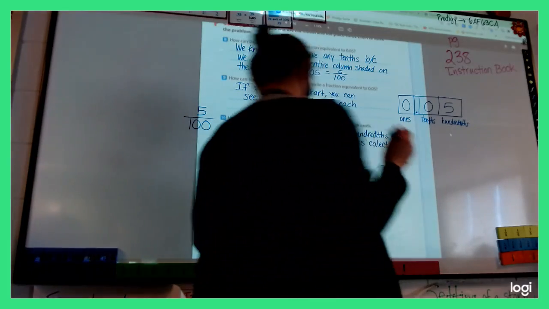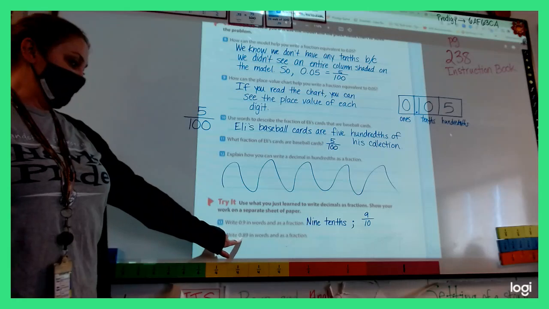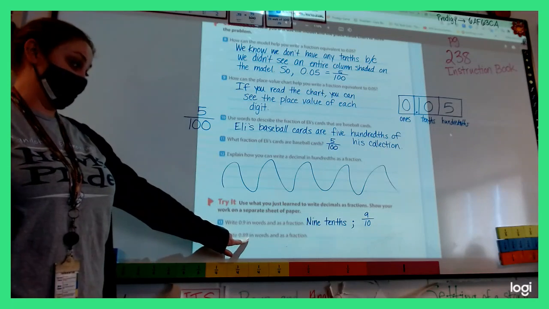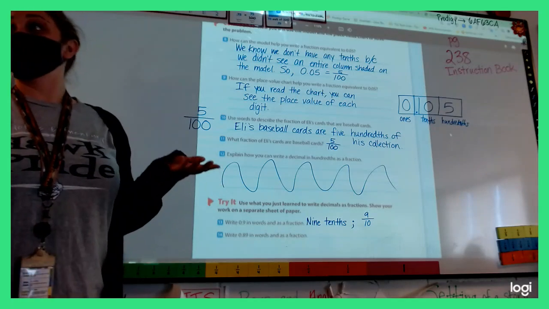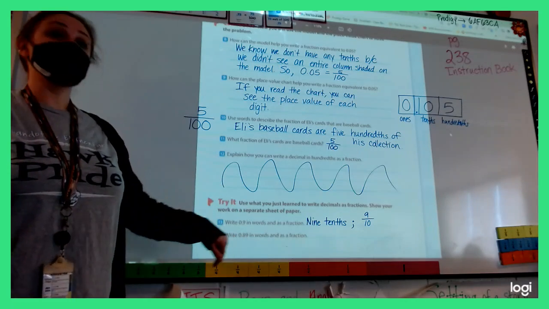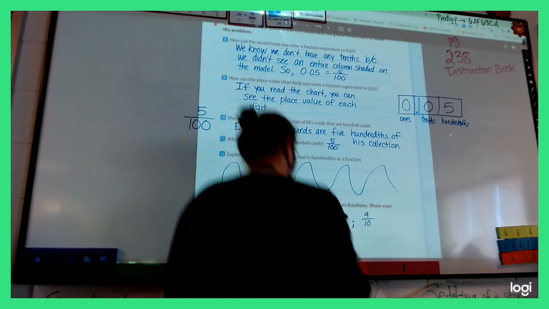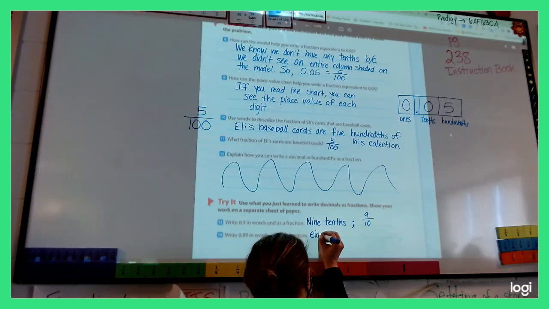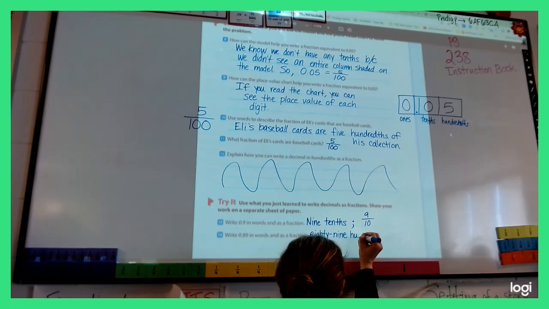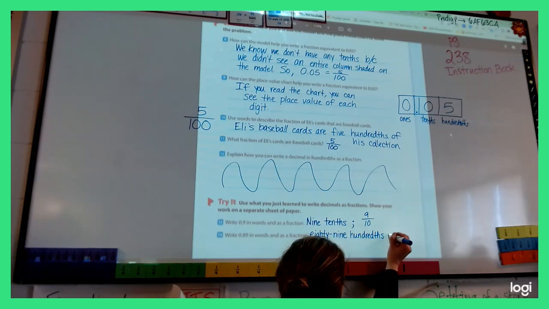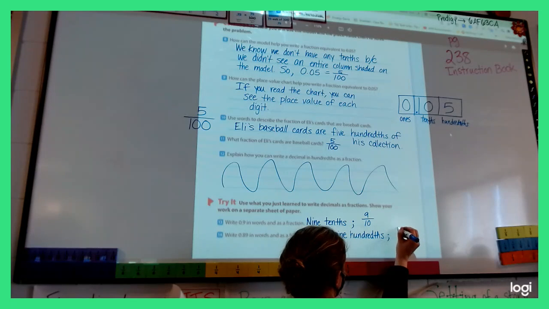All right, we have one final problem. We need to write 89 hundredths in words and as a fraction. I basically already told you how to write it in words, right? I said it out loud. 89 hundredths, okay? So 89, we write that first. Eighty-nine, remember that's how we write numbers like that. 89 hundredths. And then go ahead and write that as a fraction. We have 89 out of 100.